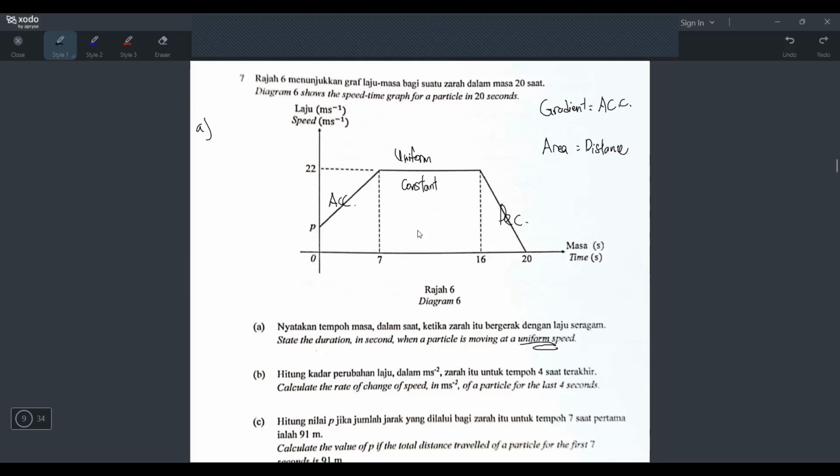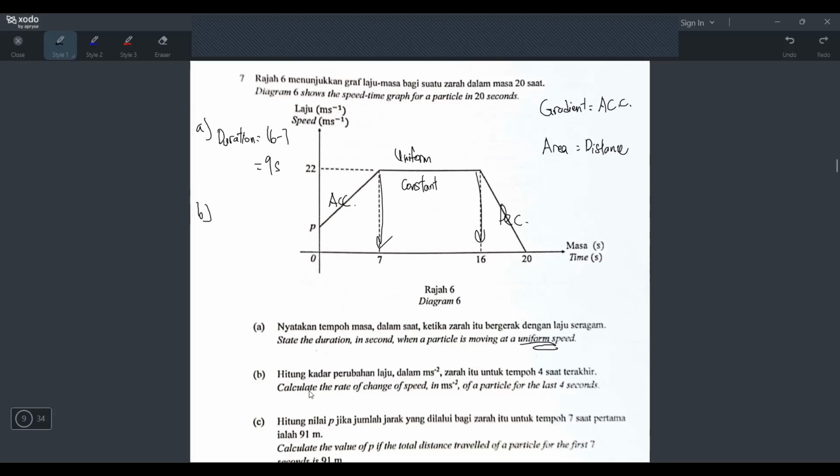But if it's a distance time graph, then it will be different already. If this one is changed to distance, then it will move forward, stop, move backward. Itu kalau distance time graph lah. Tapi kalau speed time, this is the correct one. Okay, state the duration when particle moving at uniform speed. So what is the duration when the car moves with uniform speed from 7 to 16? You take 16 minus 7, you get 9 seconds. So for 9 seconds, the particle moves with uniform speed.